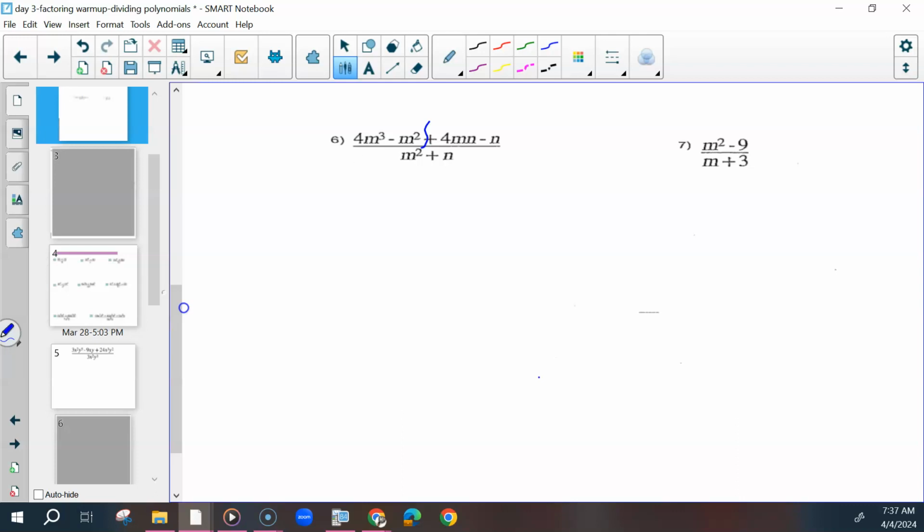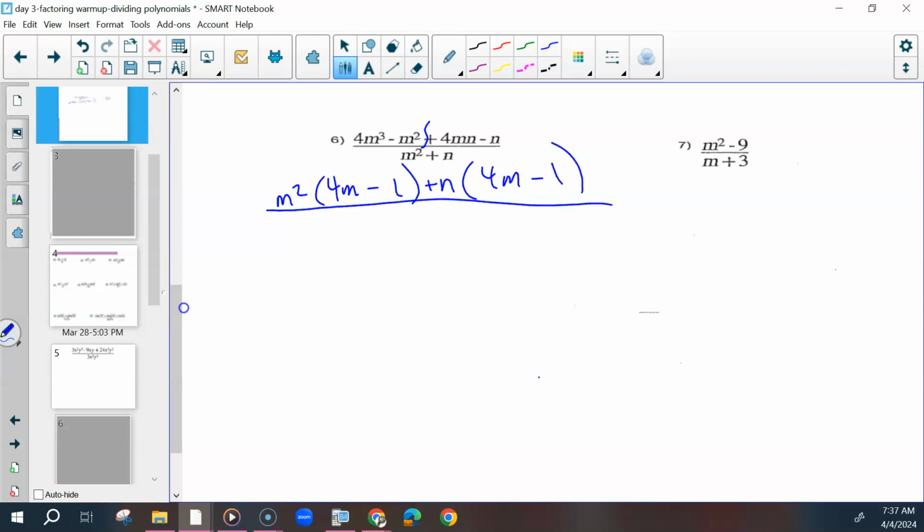Find the GCF of both sides. What would that be for this? M to the second power, leaving 4m minus 1. What would the GCF of the second two be? Negative, plus n. No, positive. And what would be left? 4m.